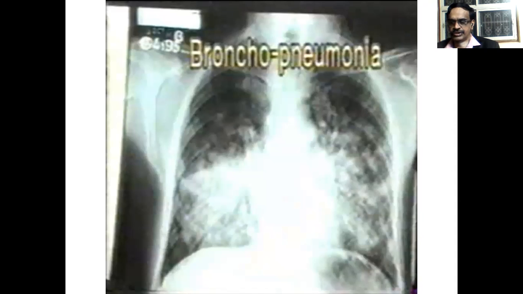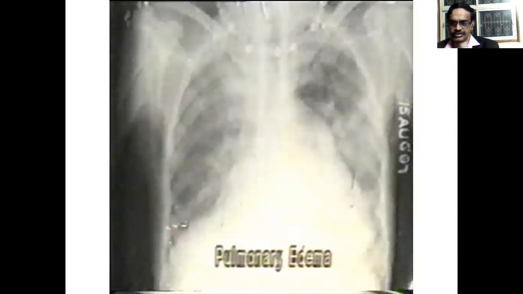There is a discrete white opacity or cotton wool-like fluffy opacity seen in both of the lungs. The pulmonary edema, here you can see cephalization of the heart, cardiomegaly, and bat wing appearance is also seen.